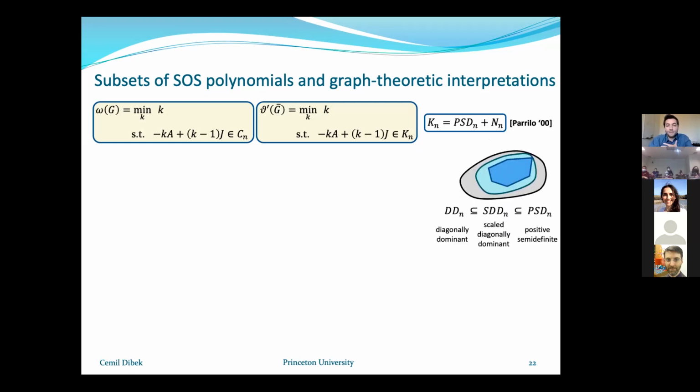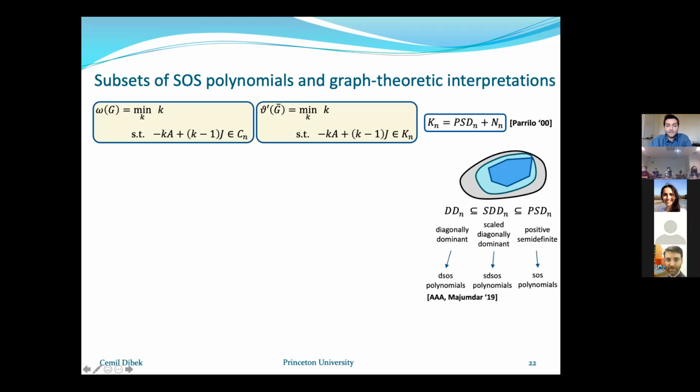What happens if we consider some subsets of Kn? Cn leads to the clique number, Kn leads to the Schreiber number. What would happen if we consider some subsets of Kn? What do we get? Do we get something meaningful in graph theory? For instance, there are these subsets of the PSD matrices. These are called diagonally dominant and scaled diagonally dominant matrices.